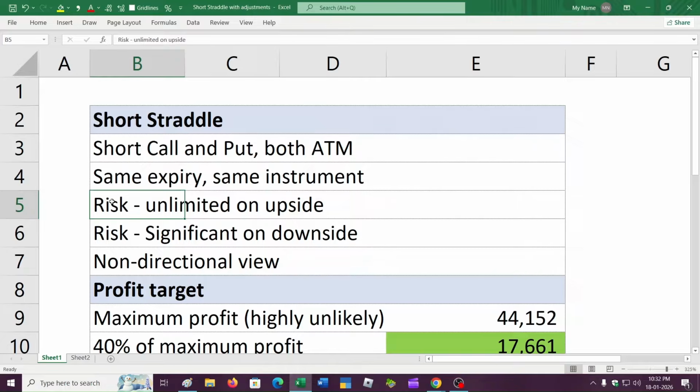The risk is unlimited on the upside and the risk is significant on the downside. Downside, it is significant because a stock can go down only up to zero. That's why it is significant. It's not unlimited to the downside.